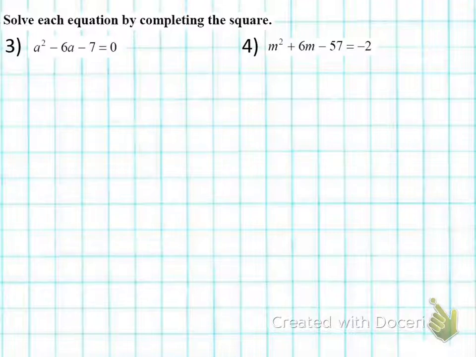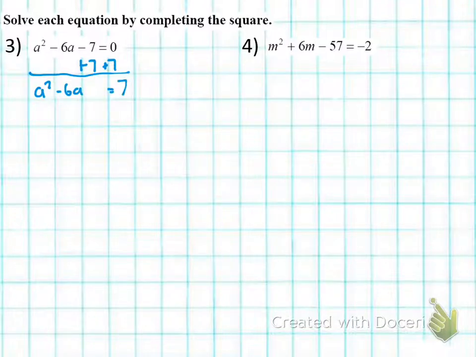First step, turn to your neighbor, tell them what's the first step. Well, add 7, okay? So adding 7 to both sides. So we're doing this one together, right? So you got a squared minus 6a is equal to 7, okay?